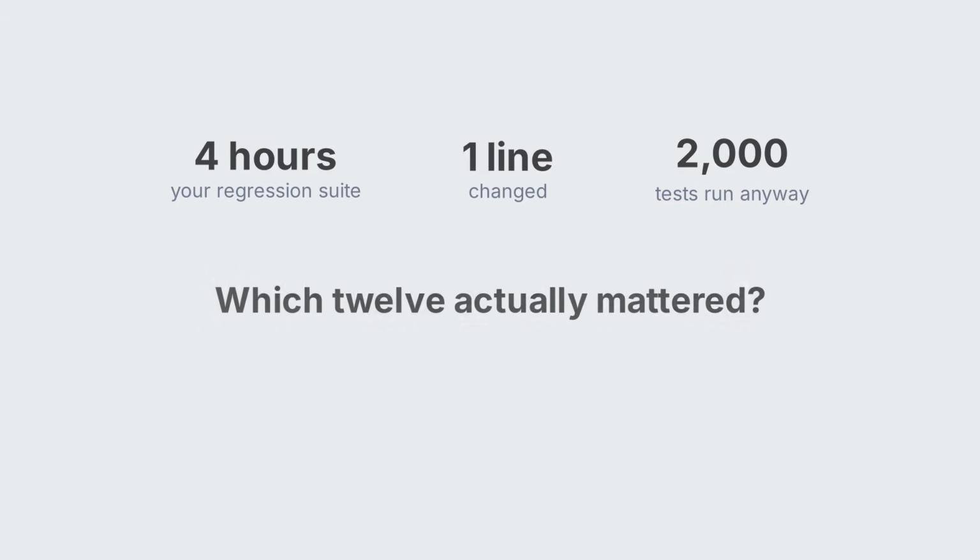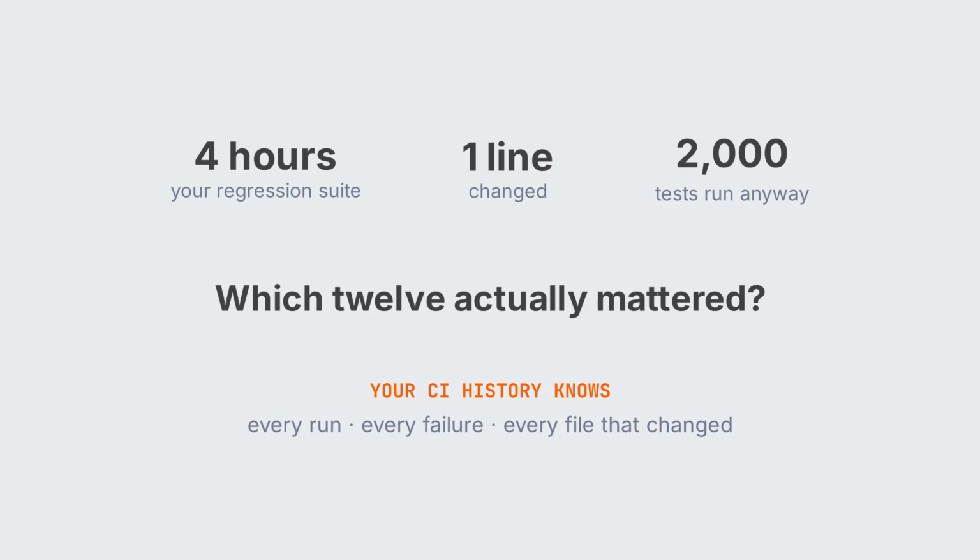Your regression suite takes 4 hours to run. A developer changes one line of code. You run all 2,000 tests anyway. Not because you think 2,000 tests are needed, because you have no idea which 12 actually matter. Your CI history knows. Every run, every failure, every file that changed, you have been recording the answer for years. You just have not been reading it.